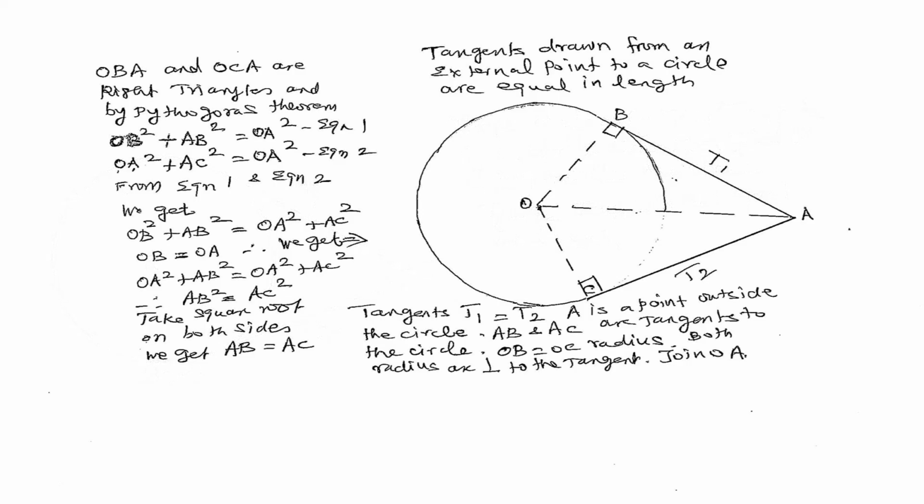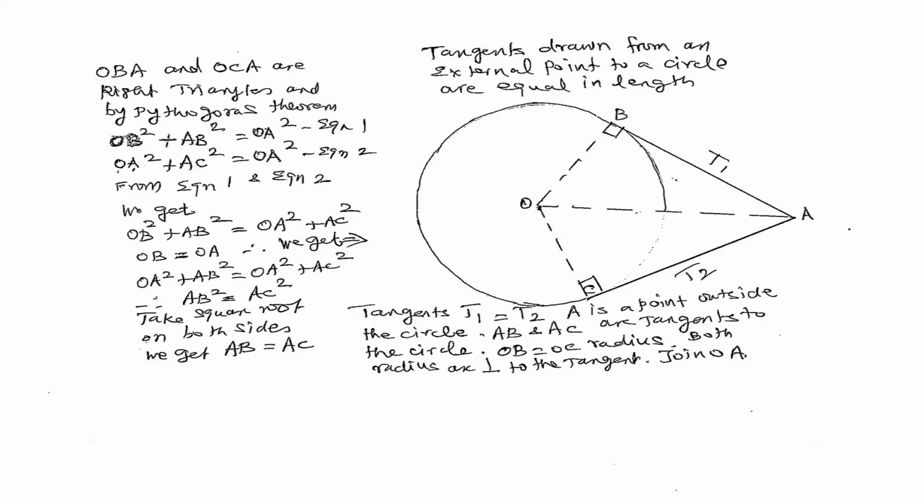Now in this slide, tangents drawn from an external point to a circle are equal in length. The external point is A, AB is tangent 1, AC is tangent 2, O is the center of the circle. OB and OC are radii, and OB is perpendicular to T1, radius OC is perpendicular to T2. OB is equal to OC, both radii are perpendicular to the tangent. Join OA by construction. Now, OBA and OCA are right triangles, and by Pythagoras theorem, OB squared plus AB squared is equal to OA squared, the hypotenuse, by equation 1.